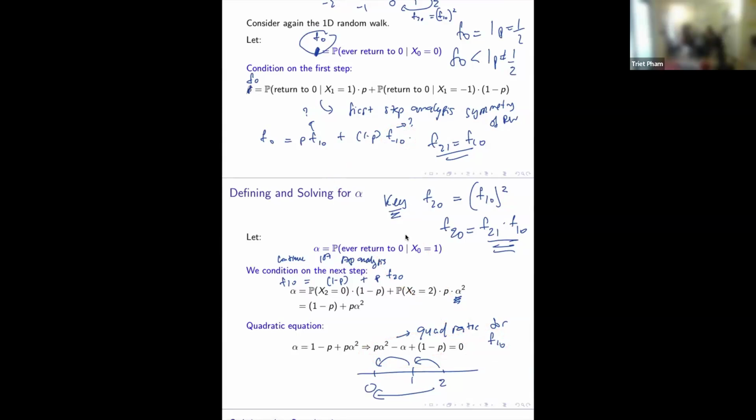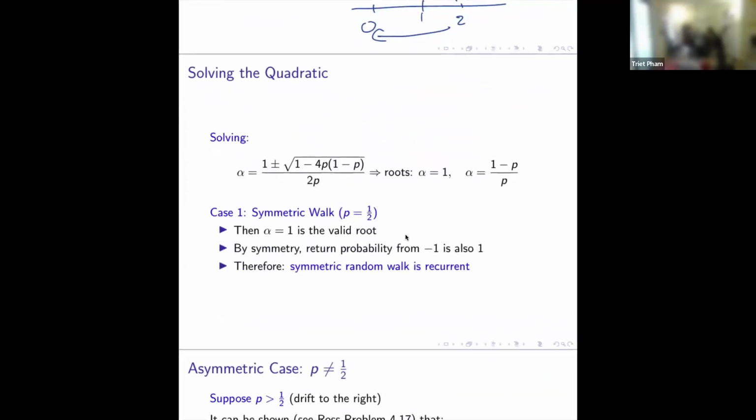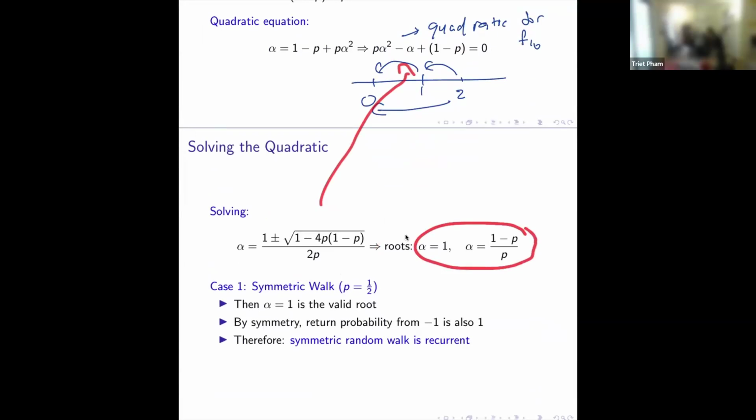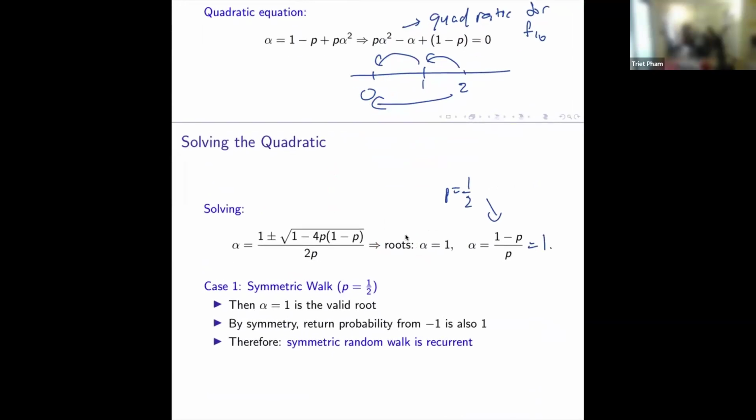Let's do the same. Any question here? And so, if you solve this quadratic abstractly for alpha, then you get these two roots. Now, if p equals 1/2, sorry, p equals 1/2, this is actually a double root. This is also 1. So alpha equals 1 is the only root.